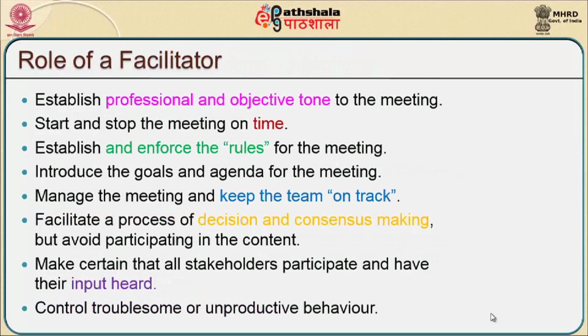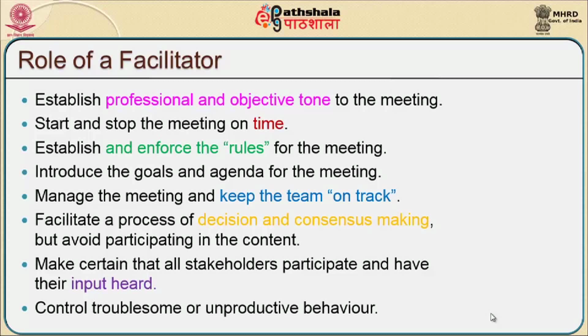During this phase of the workshop, there will be a facilitator who will be actively involved in understanding the stakeholders' needs. The role of a facilitator is basically to establish a professional and objective tone for the meeting. He will start the group discussions between the stakeholders, and he is the one who stops the meeting on time. His role will be to establish and enforce the rules of the meeting, and he will be the one introducing the goals and agenda for the meeting, and he is the actual manager to keep the time and the track with which it has to go.